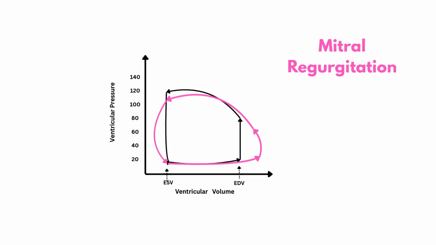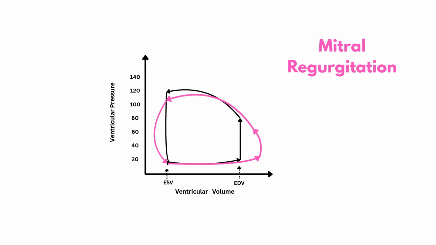Now, to the left, because the ventricle has an easy exit through the leaky valve into the low pressure atrium, it can empty itself even more completely, as I said earlier. This actually decreases the end systolic volume, shifting the left side of the loop even further to the left.